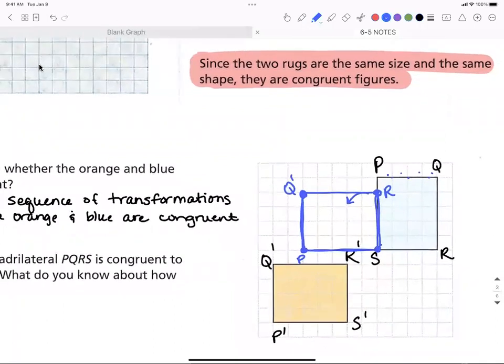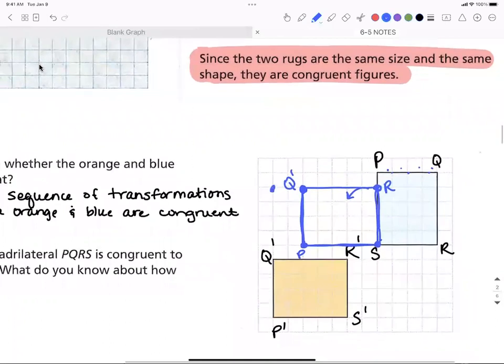Now, can we use a translation? And if so, what translation would slide that box exactly on top of the other one, lining up each point? Maddie? Move them all 2 to the left. And so 2 to the left would put Q here and P here.